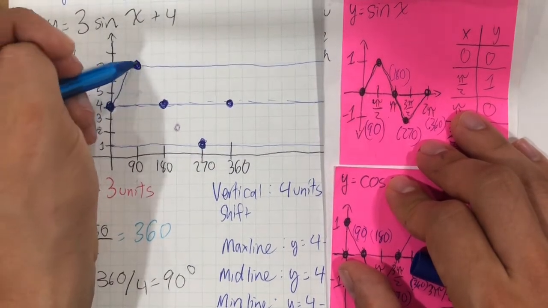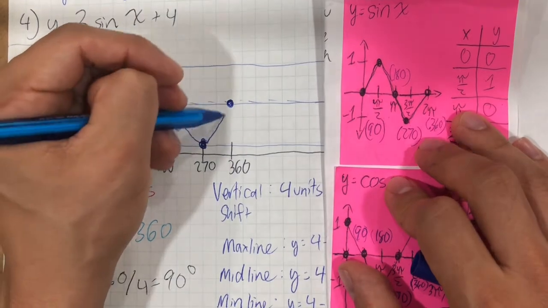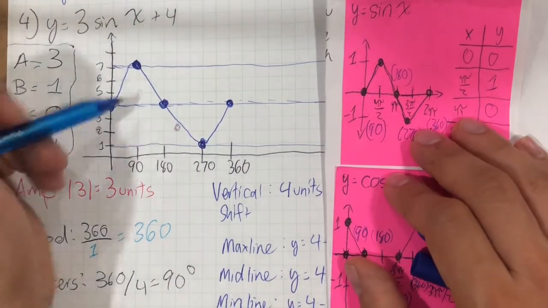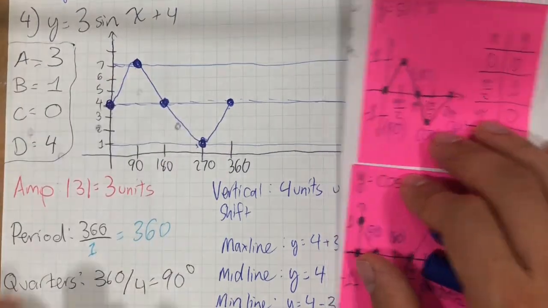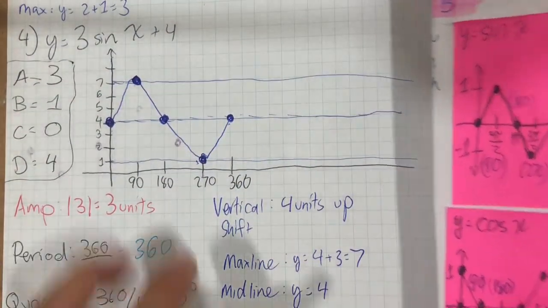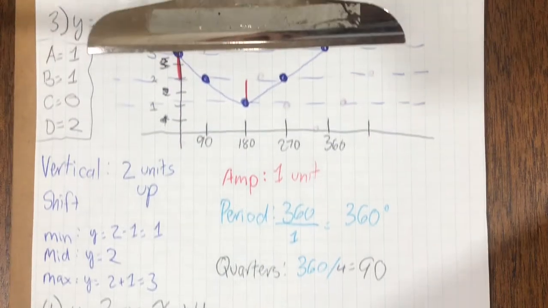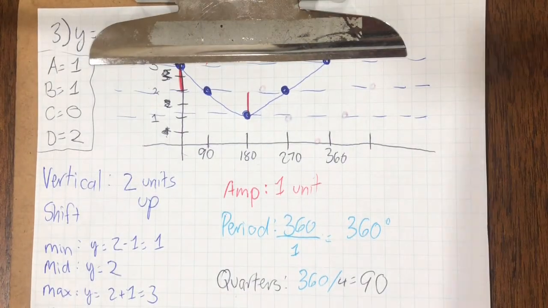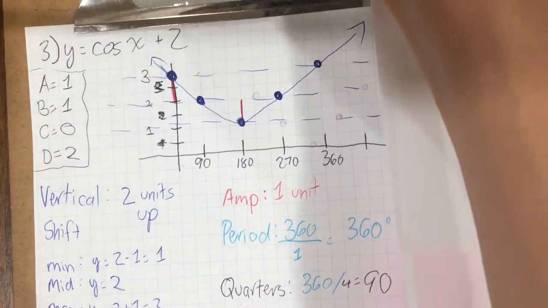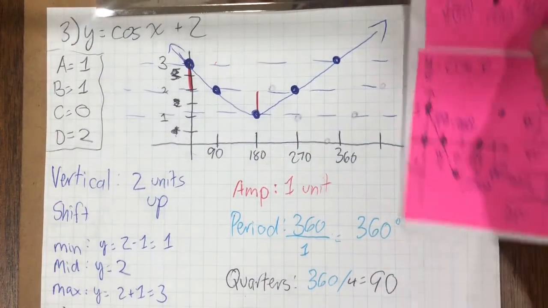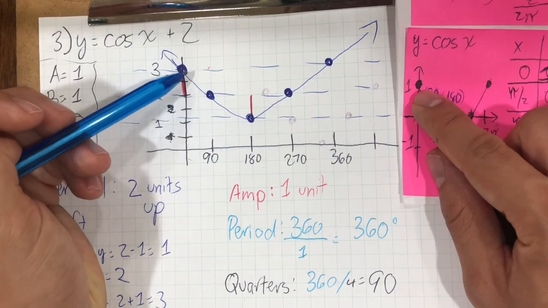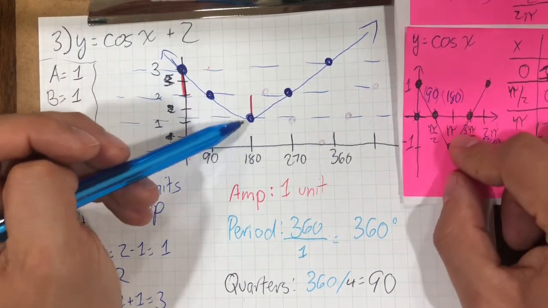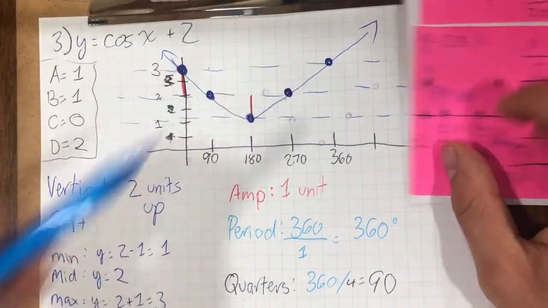So all I'm using is the pattern from the original graph for sine to get the new graph. Mid, max, mid, min, mid. Just like for number 3 that we used to graph for cosine. Let me just show. For cosine of x plus 2, I use the original pattern. We have max, mid, min, mid, max.